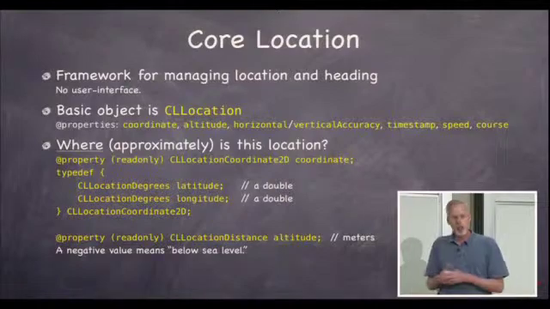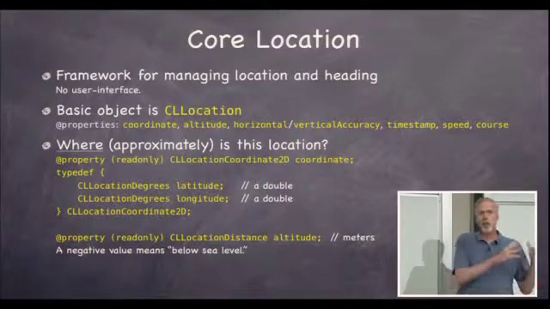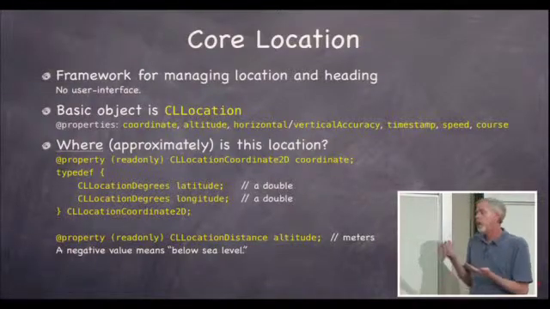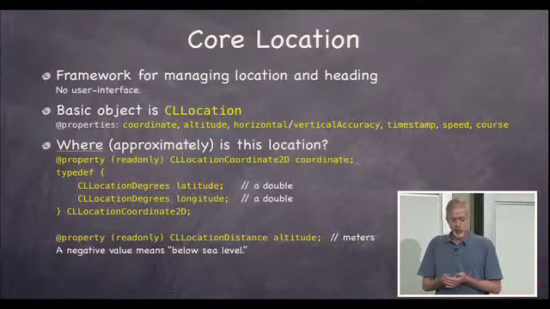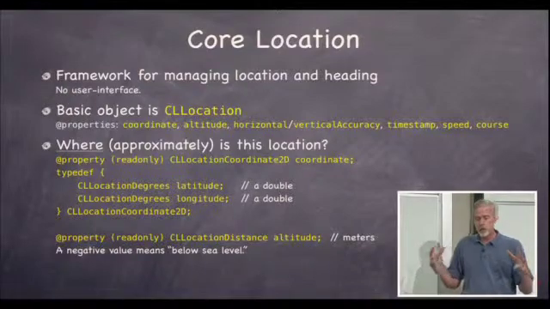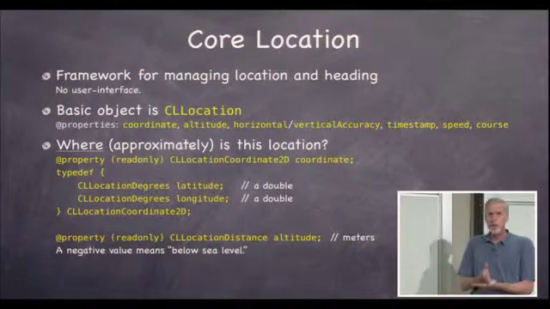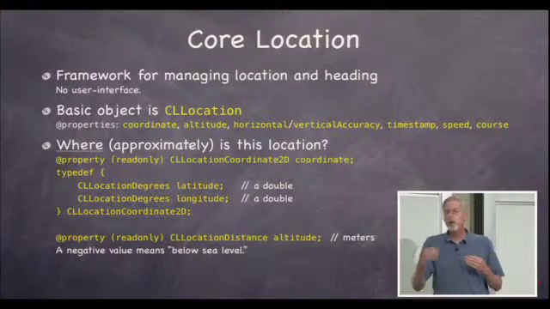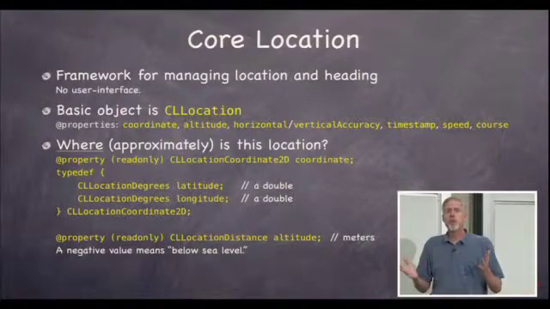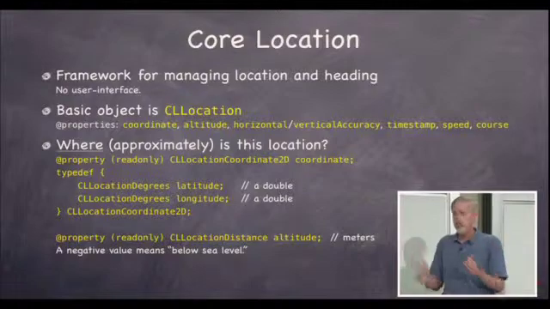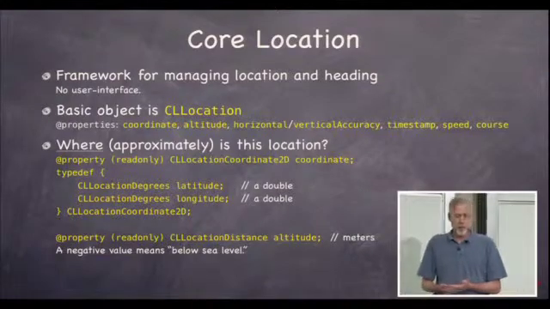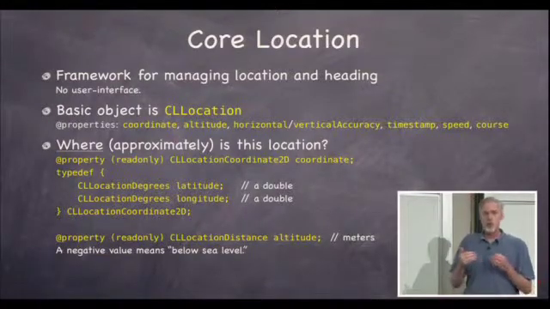The basic object in Core Location is a CLLocation. CL is the Core Location library prefix. The properties on a CLLocation are things like the coordinate, the GPS coordinate, even altitude; the accuracy of this location reading, which we'll talk about; timestamp, when this location was taken; speed, how fast you're moving instantaneously through GPS coordinates; and course, which is where your heading is as you're moving along. The most important thing is probably the coordinate, and that tells you where this CLLocation is.